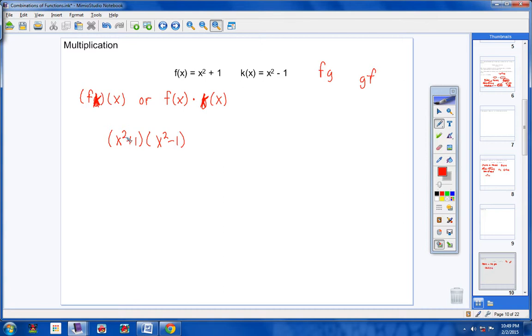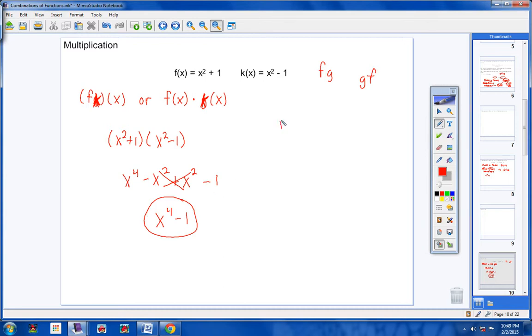And here we go. Take your x squared and multiply it through, and you'll get x squared times x squared, x to the fourth, minus x squared. Then take your positive 1 and multiply it through. Positive 1 times x squared is x squared. Positive 1 times negative 1 is negative 1. Okay? Obviously these cancel out, and you're left with x to the fourth minus 1. There we go. So f times k of x is x to the fourth minus 1.